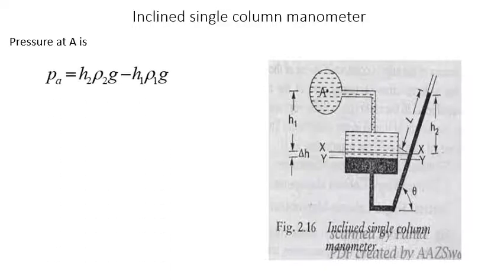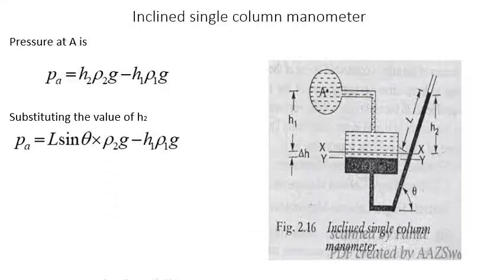Now the pressure at A, P_A, is equal to H2 rho 2 g minus H1 rho 1 g. We already derived this expression for the vertical single column manometer. Now substitute the value of H2: because of the inclination, the height H2 is equal to L sine theta. So P_A is equal to L sine theta into rho 2 g minus H1 rho 1 g.